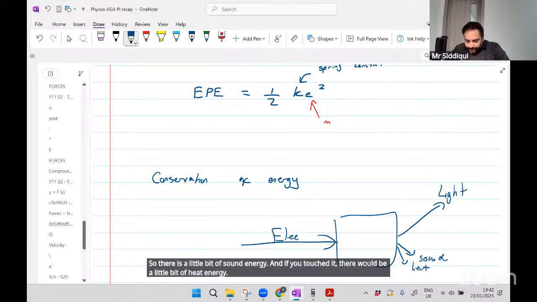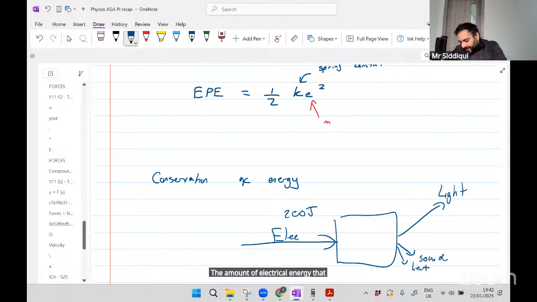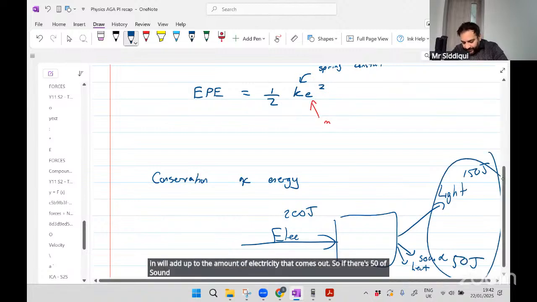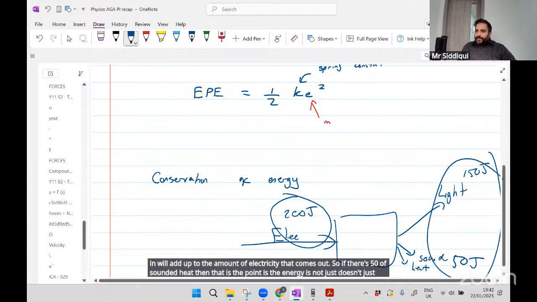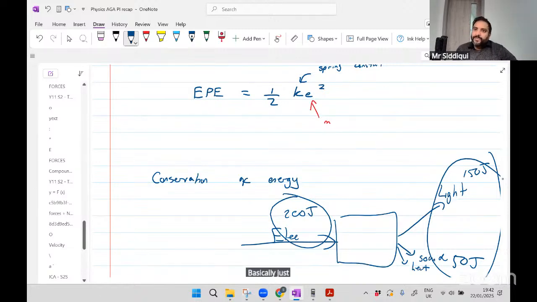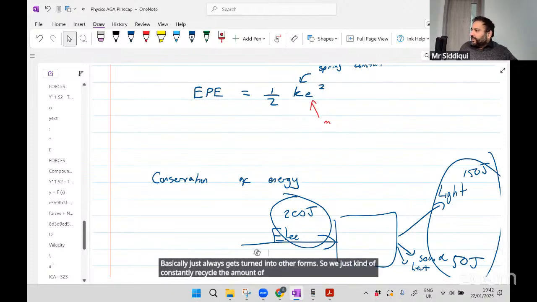Now, the amount of electrical energy that goes in will add up to the amount of electricity that comes out. So if there's 50 of sound and heat, the point is the energy doesn't just disappear or get destroyed or anything like that. It basically always gets turned into other forms. So we constantly recycle the amount of energy there is on Earth.